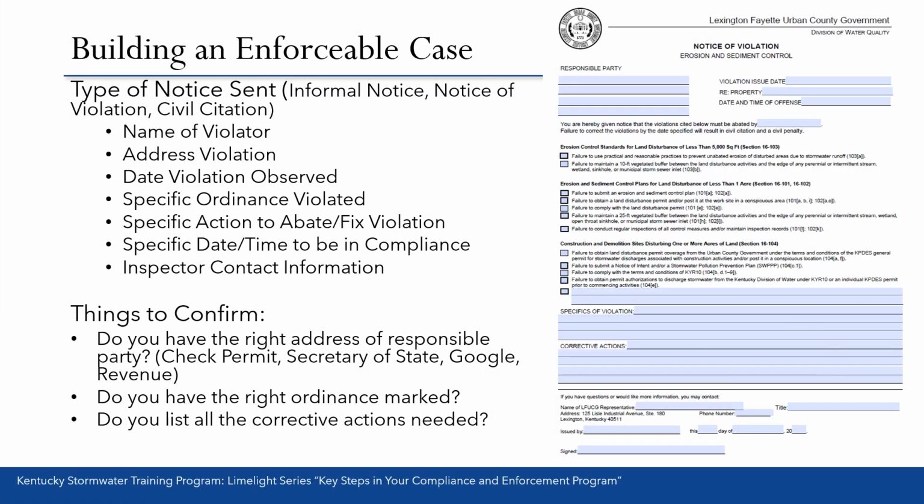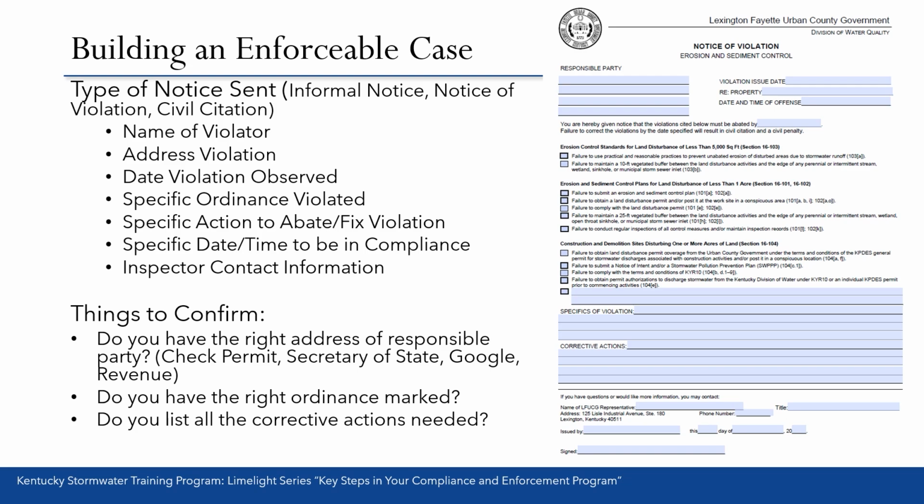When you're creating an enforceable case and you're sending your notices of violation, we had already talked about the importance of making sure the name of the violator, address of violation, date of the violation observed, etc. As we go through, there's a couple of key notes I want to really make sure that we address. Do you have the right address of the responsible party? In several cases here in the city of Lexington, we have had our notices of violation returned, therefore have had to start the whole process over again.